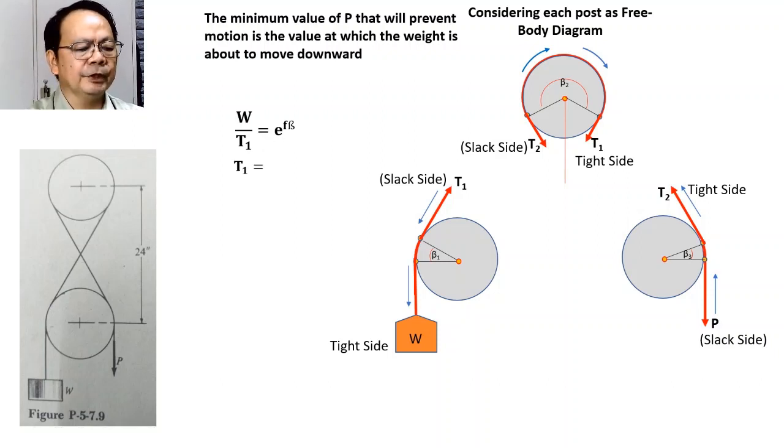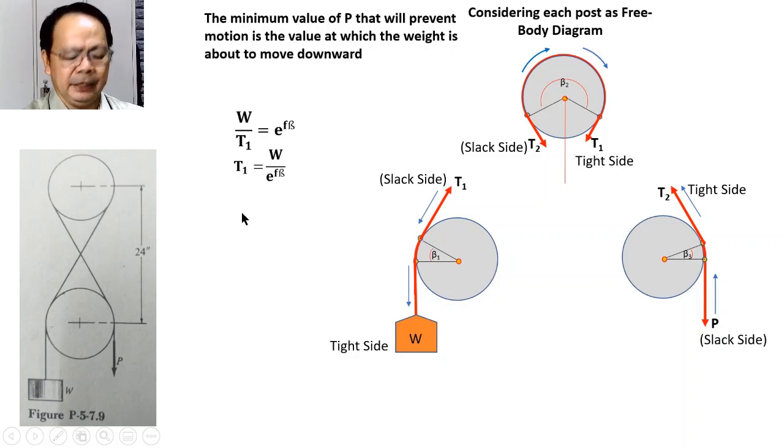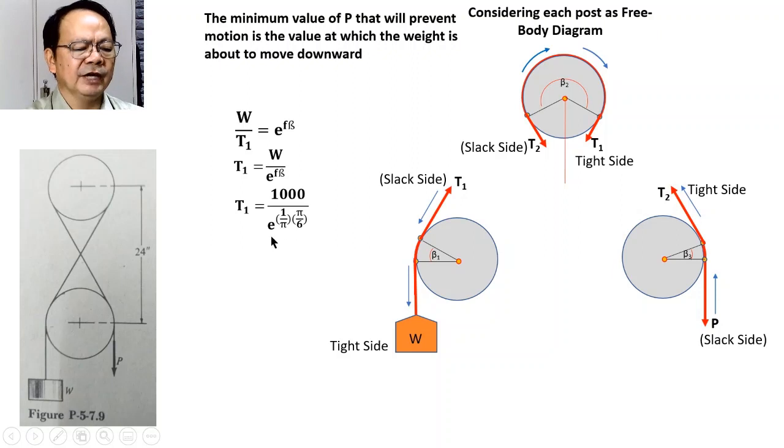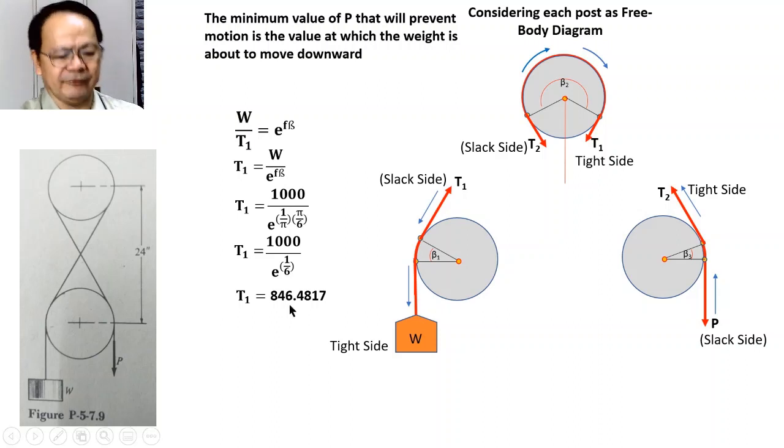Now, solving for T sub 1 becomes equal to W over e raised to f beta. And if the value will be substituted, T sub 1 becomes equal to 1000 divided by e raised to 1 over pi multiplied by pi over 6. Pi will cancel, therefore T sub 1 becomes equal to 1000 over e raised to 1/6, and therefore T sub 1 is equal to 846.4817.